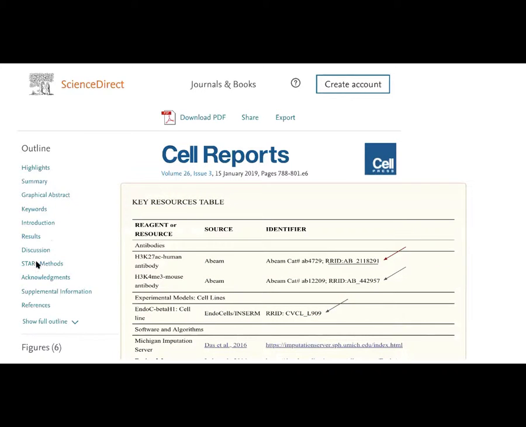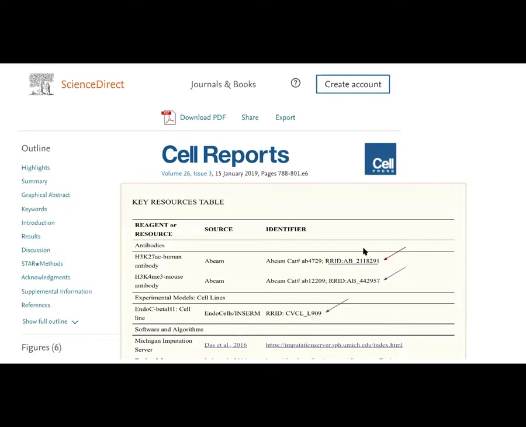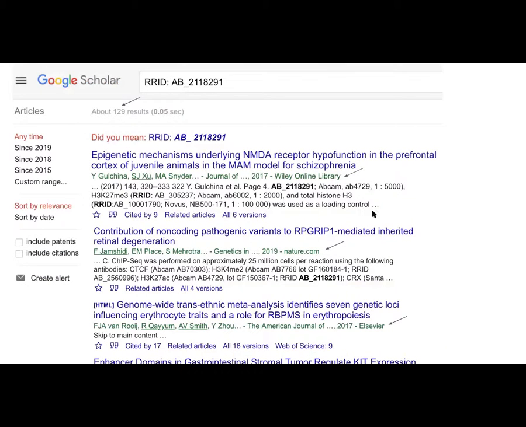And what you can see when you look at the STAR methods section is this table. The table says: what is the thing that I'm using? Where did I get it? And what is its identifier? This identifier is kind of a nonsense string of letters and numbers. But when you have this nonsense string, you can do some interesting things with it. This is the persistent unique identifier for this particular antibody or this particular cell line. So let me show you what you can do.